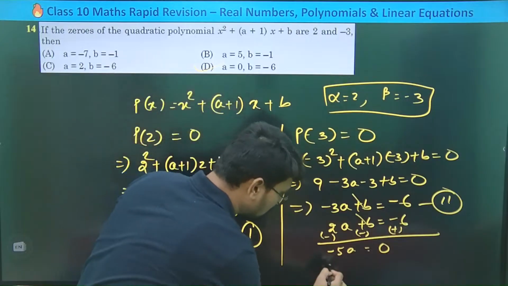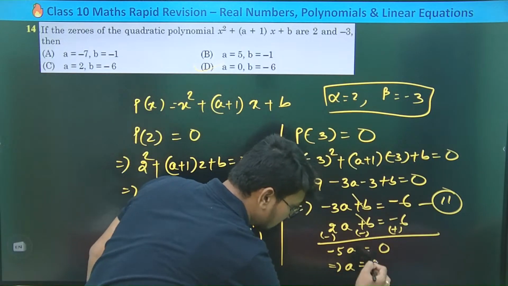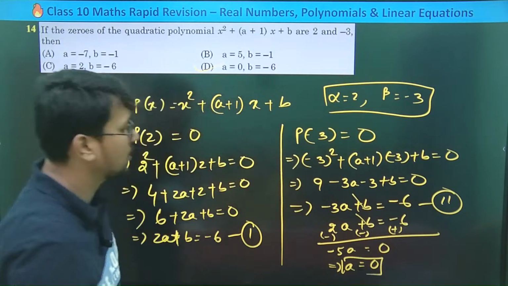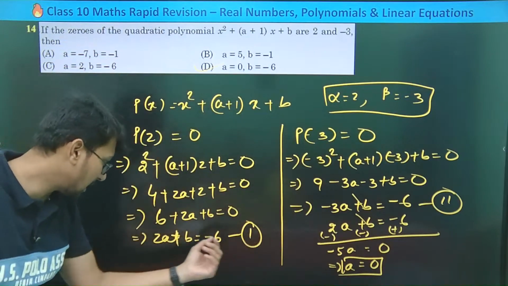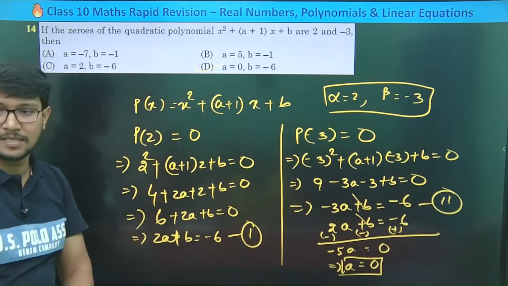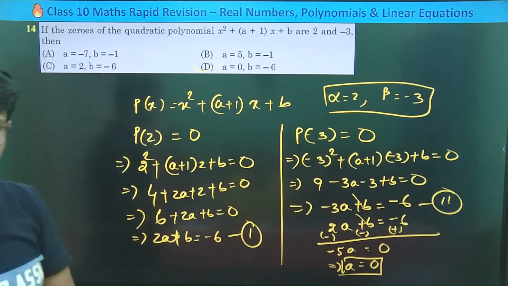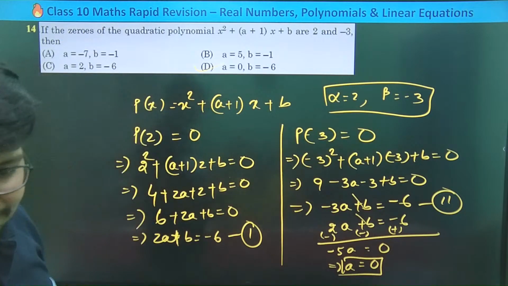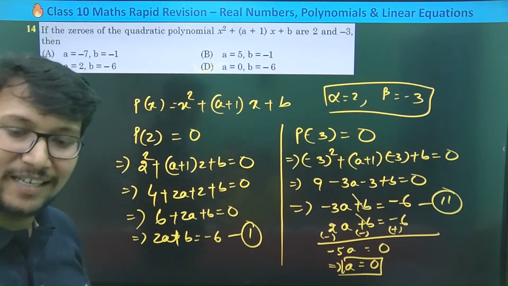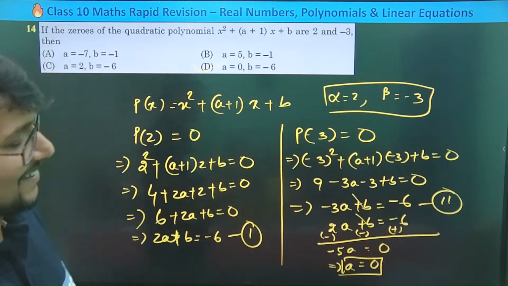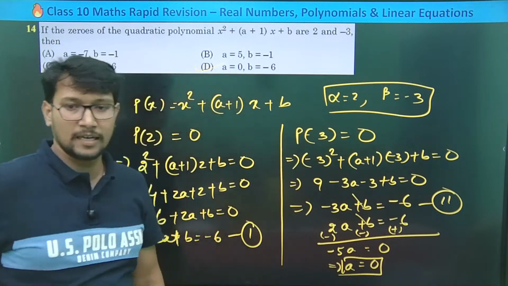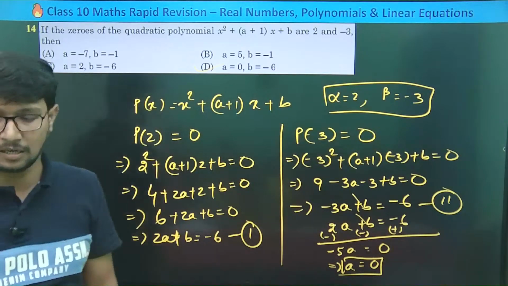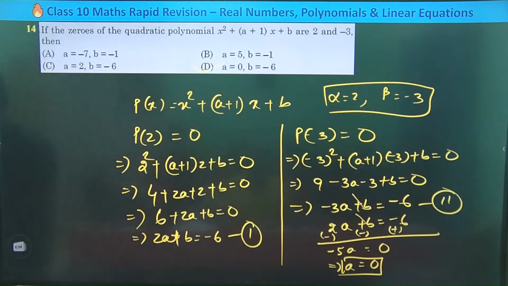So A equals how much? 0. If A is 0, so B would be what? Minus 6. Put this A value in equation 1. You'll get B is minus 6. We have only two equations, right? Therefore you have to put it in either 1 or 2. Done. Come on, solve it.